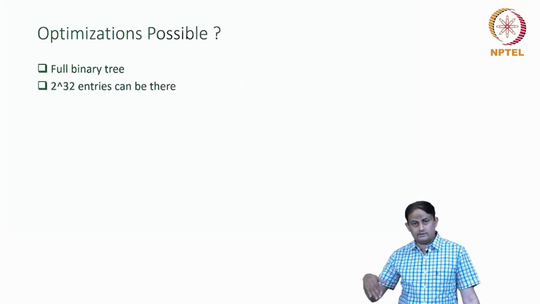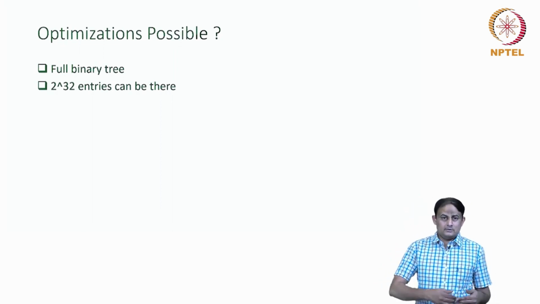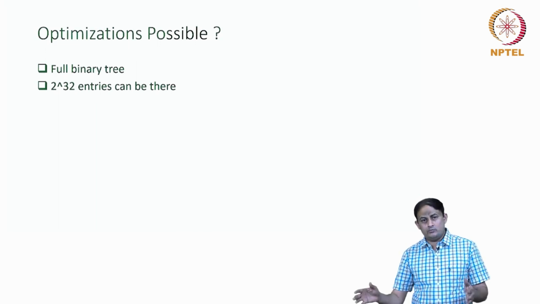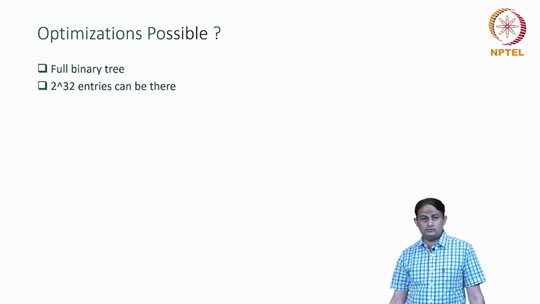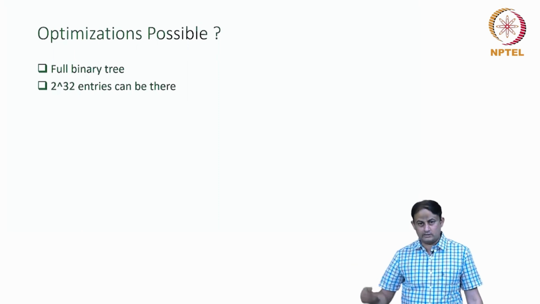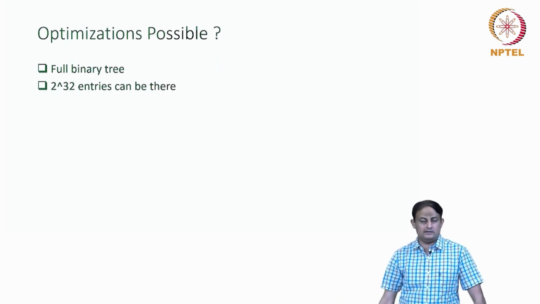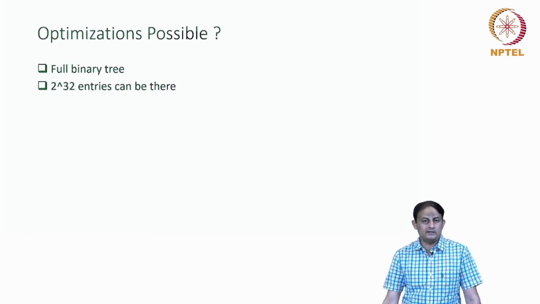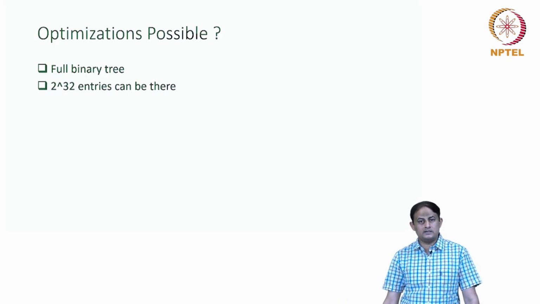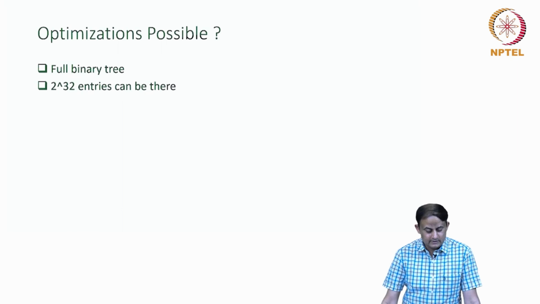So the height of the tree would be 32, and in the worst case for forwarding one packet I need to do 32 memory references, the pointer references from one node to another node. Either you take the left child or the right child and keep traversing. Those many memory references. So that is kind of slow, in the worst case 32 references.